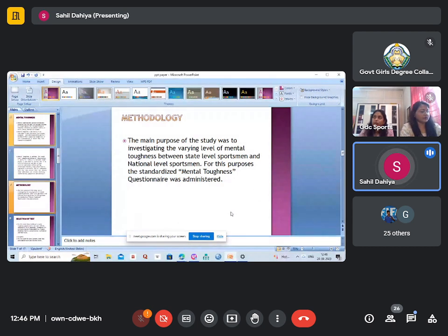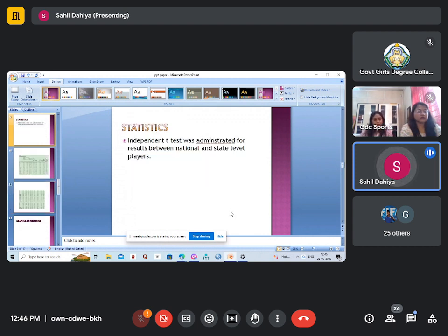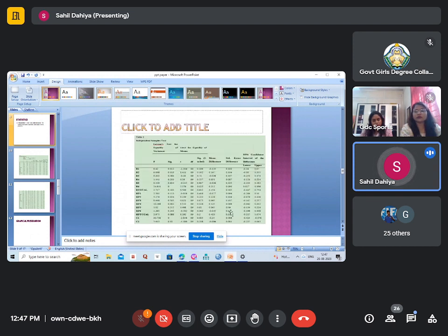The methodology used: the main purpose of the study was investigating the varying levels of mental toughness between state level sportspersons and national level sportspersons. For this purpose, a standardized mental toughness questionnaire was administered. The statistic used was the independent t-test, administered for the result between national and state level players.